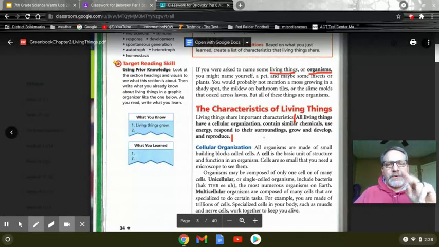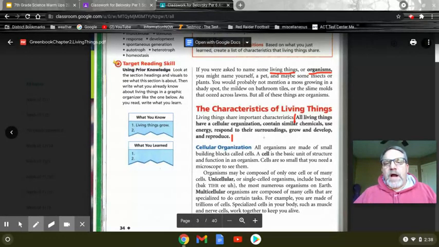Number 2, contains similar chemicals. What that means is every living thing on earth has the same types of chemicals inside of them, whether it's water, which is very important for all organisms, proteins, carbohydrates, or nucleic acids. The tree growing across the street has genetic material in its DNA, that's nucleic acid. Well, we've got nucleic acid in us as well. So every living thing has nucleic acids.